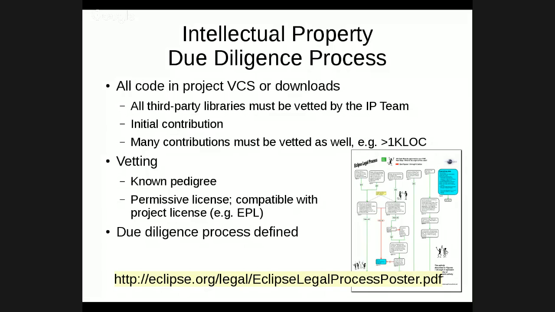We need to make sure that the license for the third-party libraries is compatible with the project code. And very often the IP team, or intellectual property due diligence team, will actually go and communicate with the authors of these third-party libraries to get confidence that the code has been properly, what's the word, tracked. The contributions have been properly tracked to the project, and that the pedigree of all the code is known.